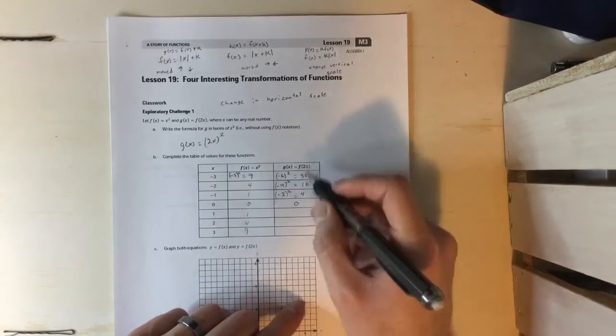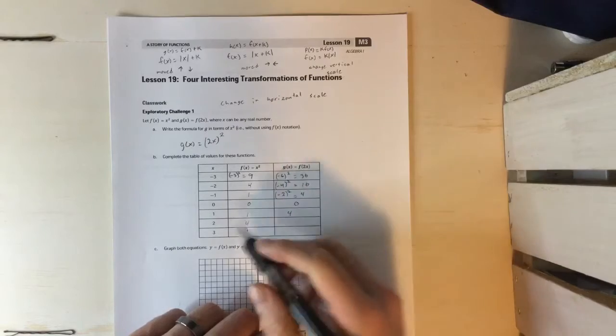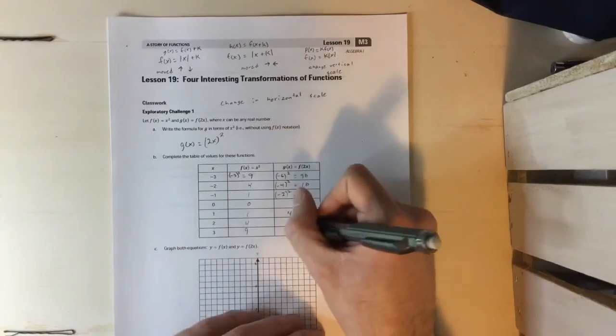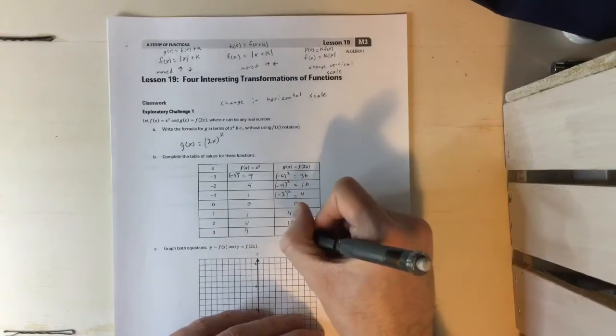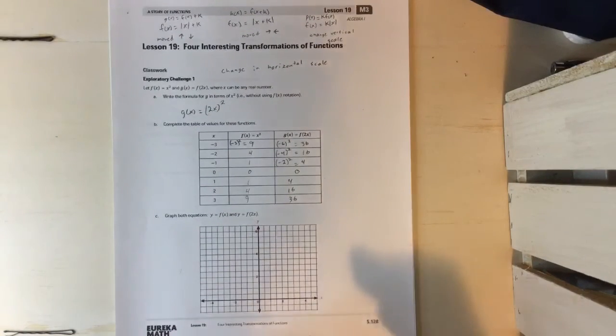And then for this one, it'll be the same as up here. 1 times 2, 2 squared is 4. 2 times 2 is 4, squared is going to be 16. And then it'll be 3 times 2, 6 squared is 36. Okay, so we're going to graph both of them on here. I don't have any different colors, so you're just going to have to look at me and how I label them.